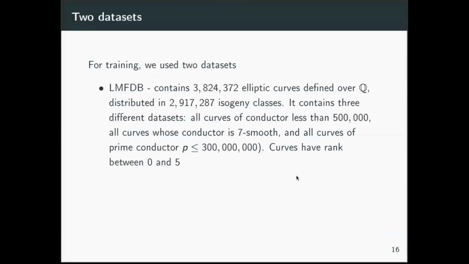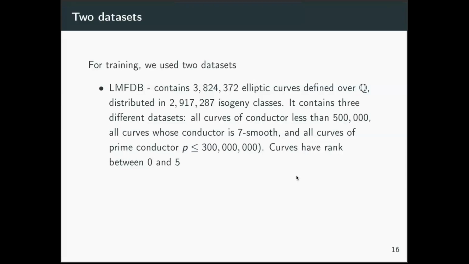Okay, now I'll talk a little bit about the training process. In the training process, of course, the data is essential. We use 2 databases. The first one is LMFDB. For us, the number of isogeny classes is most important. It's around 3 million. We pick 1 curve from each of these isogeny classes. The reason is that 2 curves in the same isogeny class have the same L-function and presumably the same rank. So we just take 1.